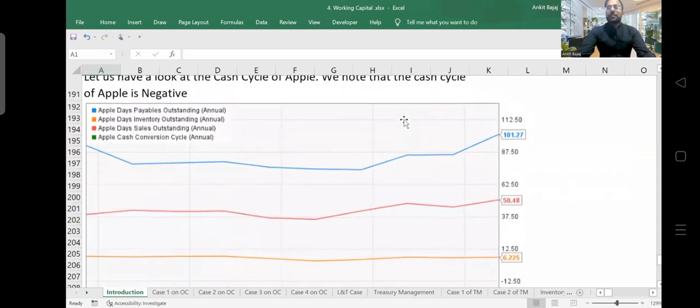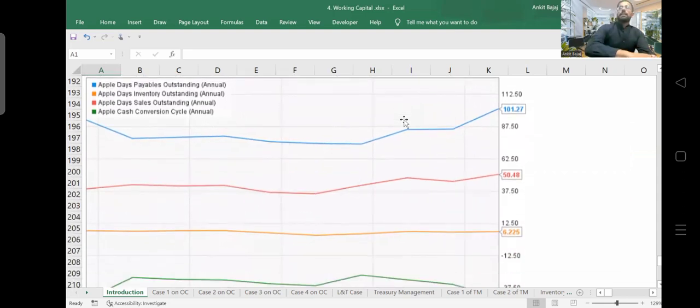We also saw the case of Amazon and Apple. We saw that Apple and Amazon have a negative cash conversion cycle. Why do they have a negative cash conversion cycle? Because they are getting credit from creditors. Their creditors provide a longer credit period. That is the reason their funds are not getting blocked, due to which their cash conversion cycle is negative. We discussed these things in detail in the previous lecture.